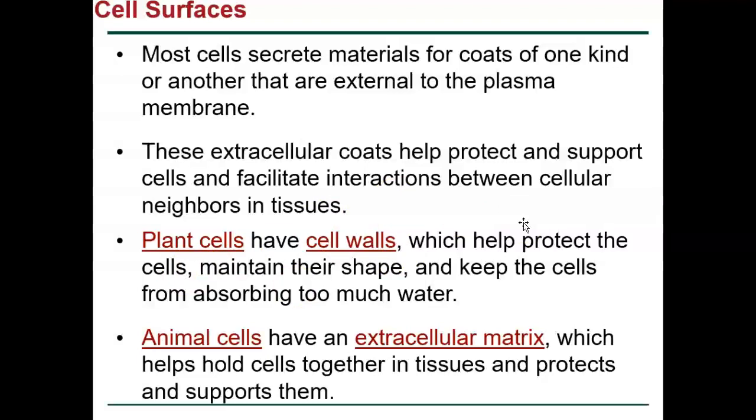Animal cells do not have a cell wall, but they have an extracellular matrix. You will notice that the extracellular matrix does not have an asterisk next to it, so you will not have to label that on the cell because it's actually not on our cell picture. The extracellular matrix helps hold the cells together in the tissues. It protects and supports them.